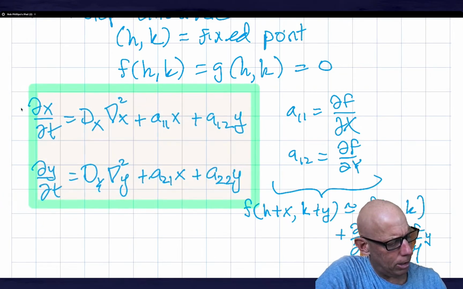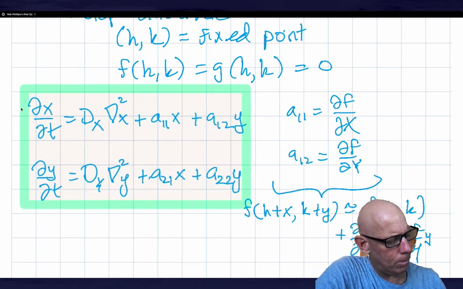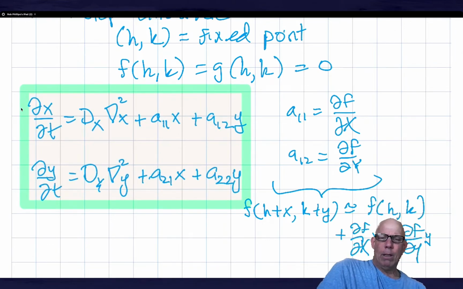that describe our activator-inhibitor system in space. You can see, you look at them and you see that they're linear. They're linear partial differential equations. And now what we need to do is have a go at trying to see whether or not the solutions are stable.